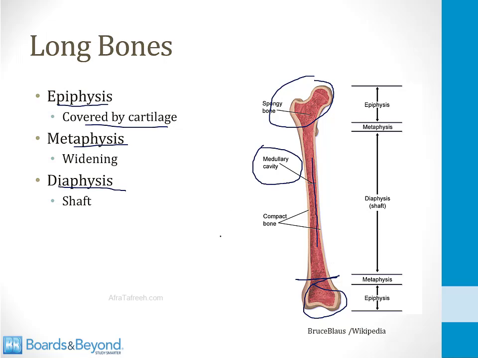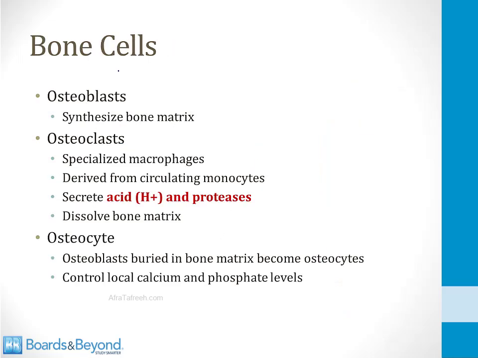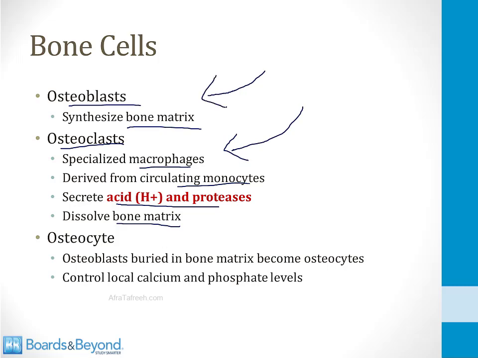Let's talk about the types of cells you can find in your bones. Osteoblasts are the cells that synthesize bone matrix. We'll talk more about these cells in a minute. Osteoclasts are specialized macrophages. They're derived from circulating monocytes, and they secrete acid and protease enzymes that dissolve bone matrix. So it's an important principle to understand that your bone is constantly undergoing remodeling. There are osteoclasts that break it down, and there are osteoblasts that remake it all the time. It is not a static structure.